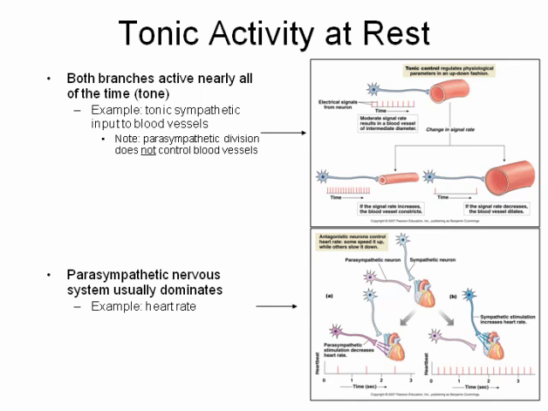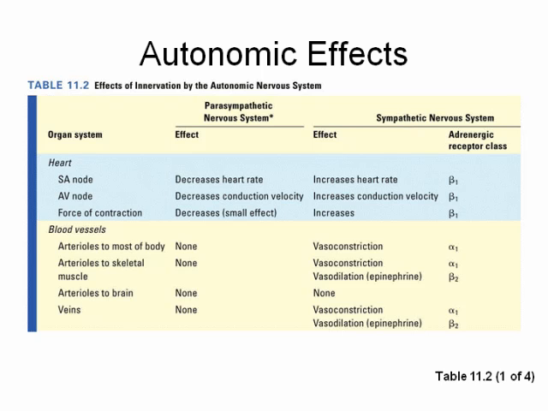So we're talking about both their competition with each other, as well as the fact that they tend to have some level of tonic activity. So now let's take a look at tables talking about the overall effects. The parasympathetic nervous system versus the sympathetic nervous system.